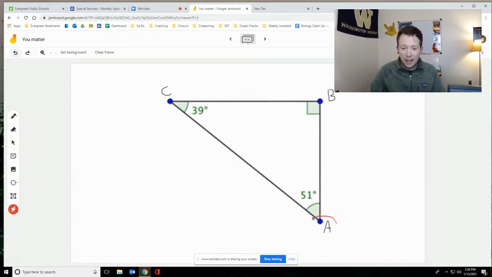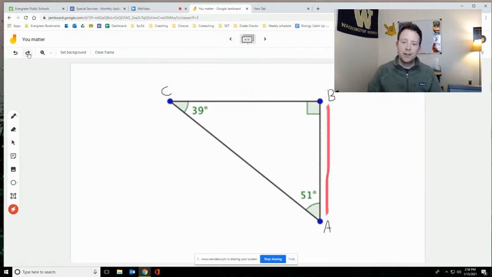Relative to angle A, what side length is this? Relative to angle A, what side length is this? Relative to angle A, what side length is this? Okay, here's the answers.